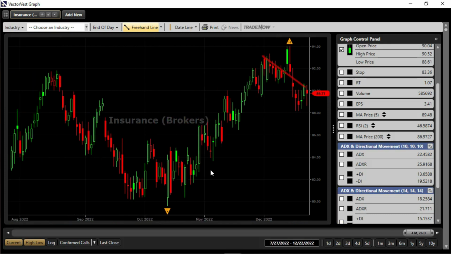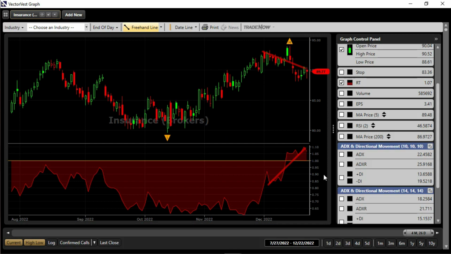Because the industry group price had been rising for quite some time off of the October low, but it's breaking down. It looks like the uptrend is weakening. The downtrend is strengthening. However, look at the relative timing indicator. It's telling us a different story. It's telling us that, hold on, even though price is breaking down a little bit, it looks like the trend is still intact. The relative timing indicator is at 1.07, so it's still above 1. It is still considered favorable.